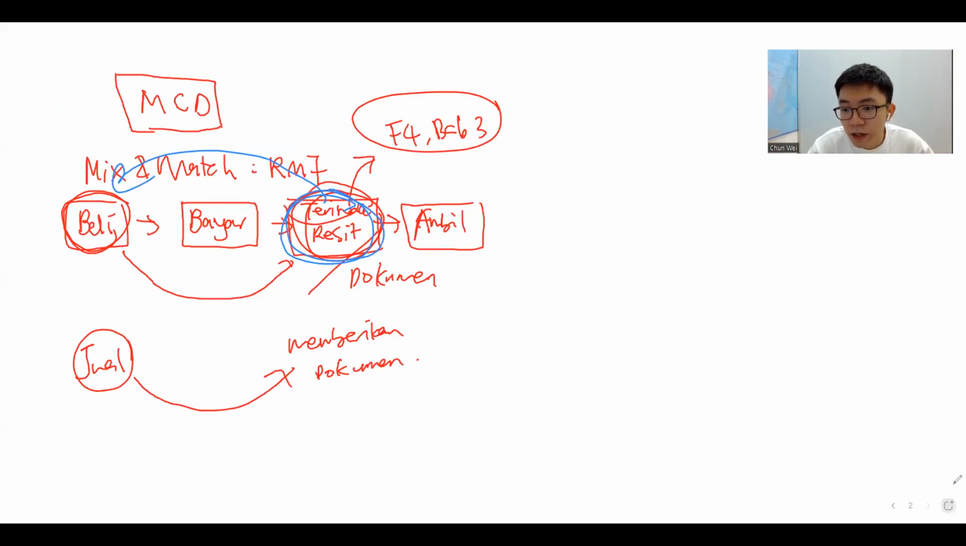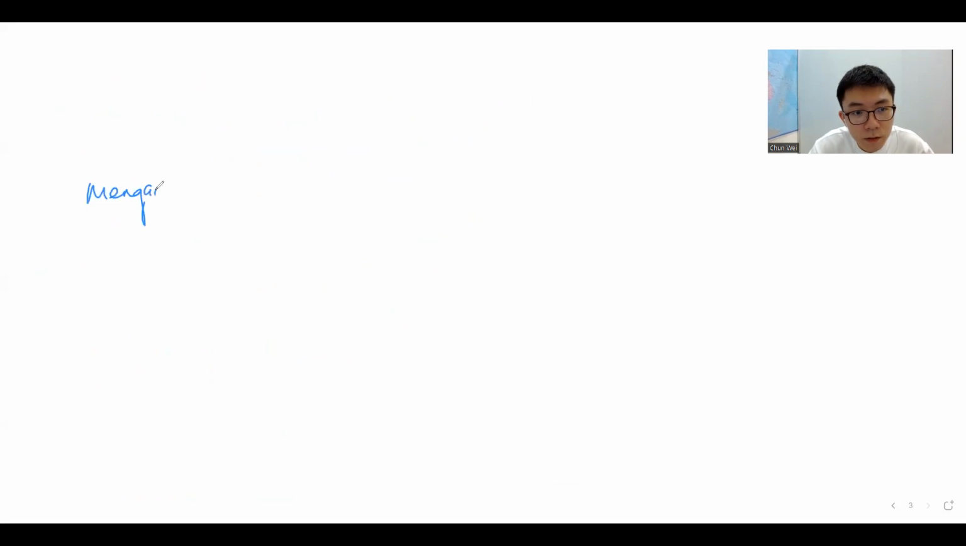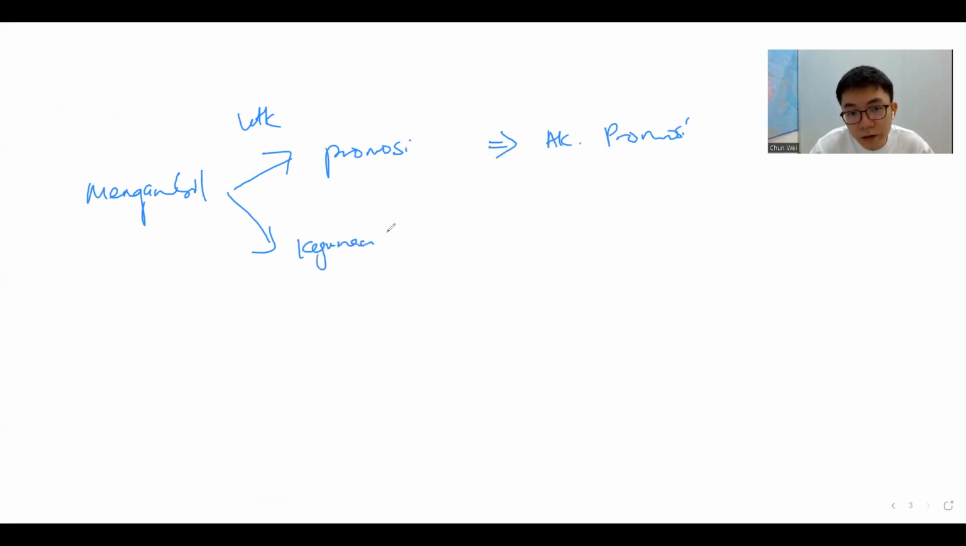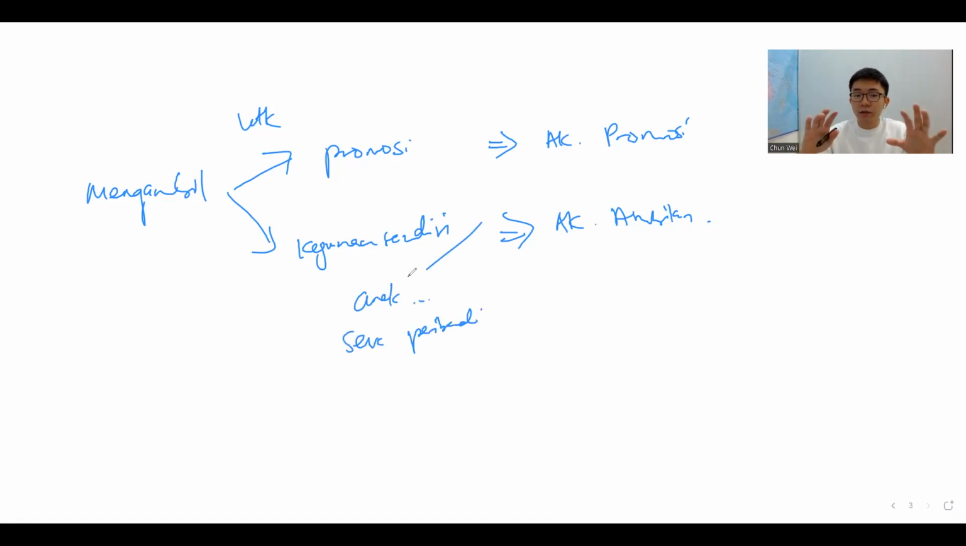Okay, so let's say whenever kita mengambil, you have to see untuk apa. So it can be untuk promosi. Then the account that you'll be recording will be account promosi. But if you say mengambil untuk kegunaan sendiri, for yourself, this is the keyword kegunaan sendiri, then this is an account ambilan. Kegunaan sendiri untuk anak-anak sendiri, untuk sewa peribadi. You know, everything that is berkaitan dengan the keyword sendiri. Your own use.